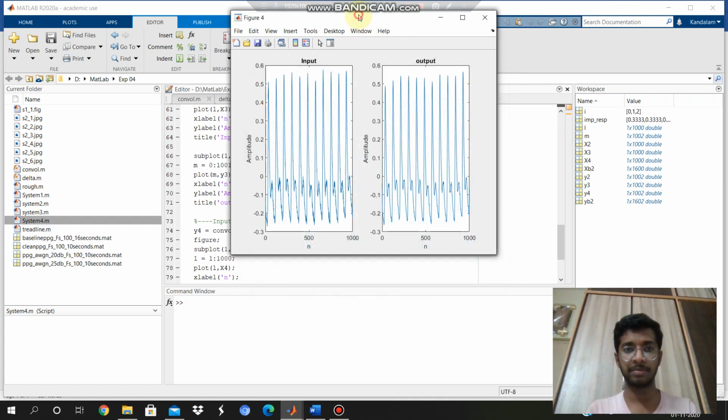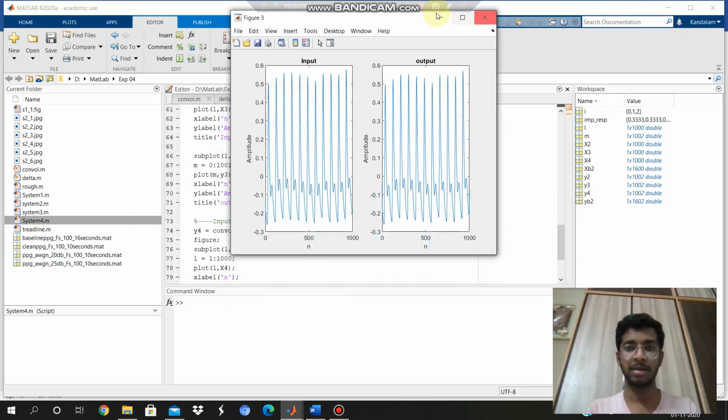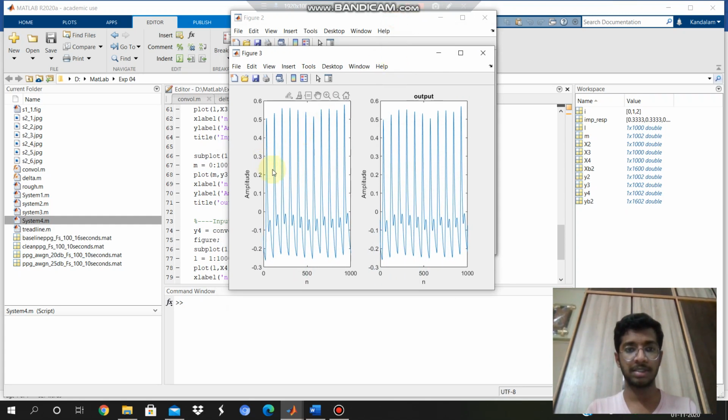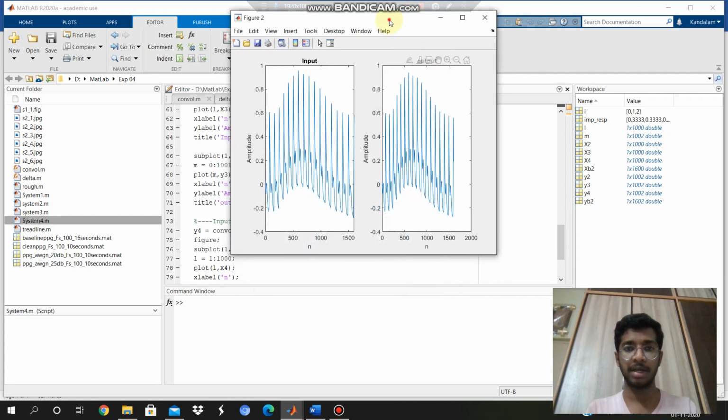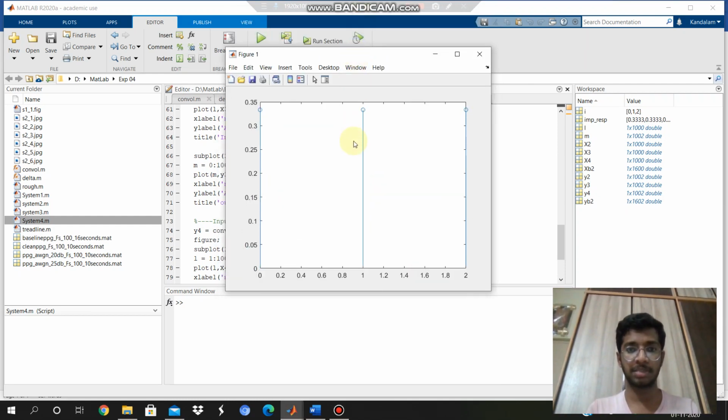And similarly this is for x3, where this is input x3 and this is the output y, and this is x2 and this is the output when x2 is linearly convolved, and this is the xb2 input and this is the output when xb2 is convolved, and this is the impulse response.